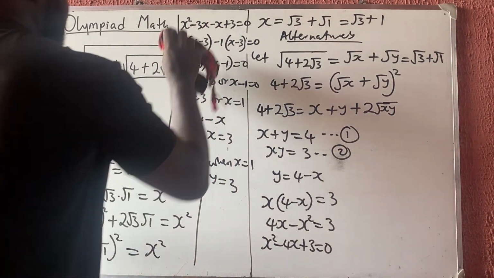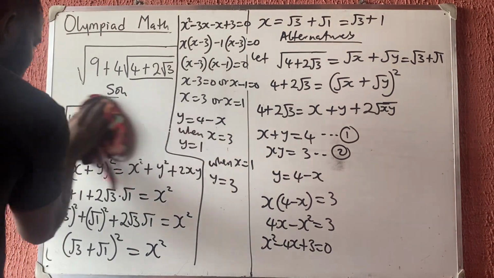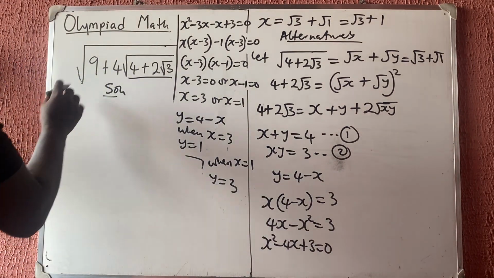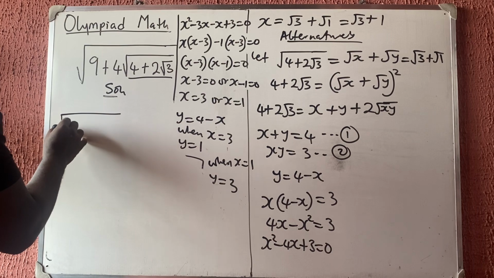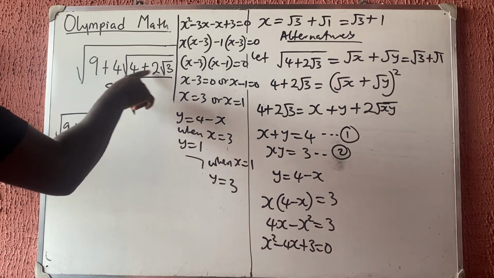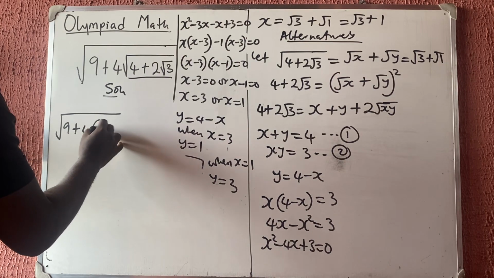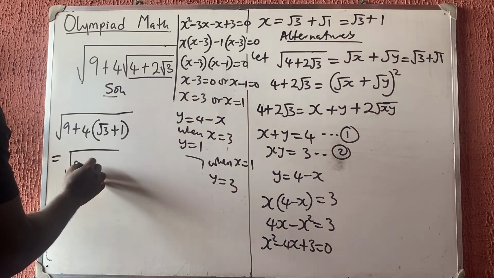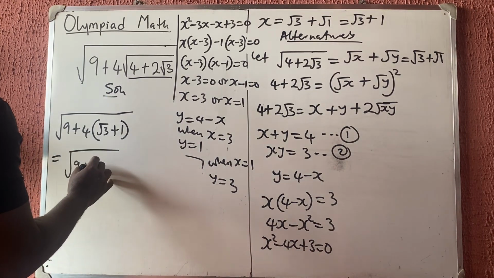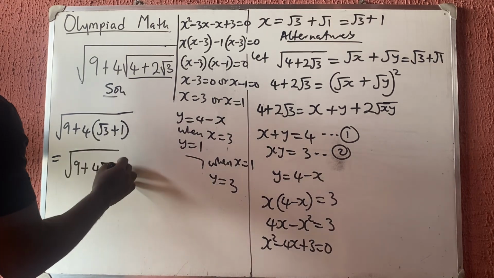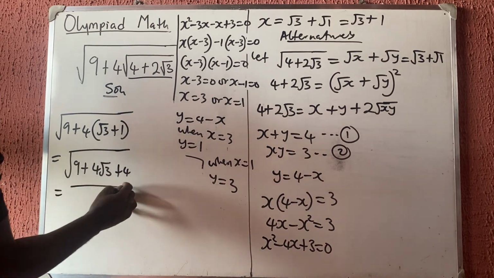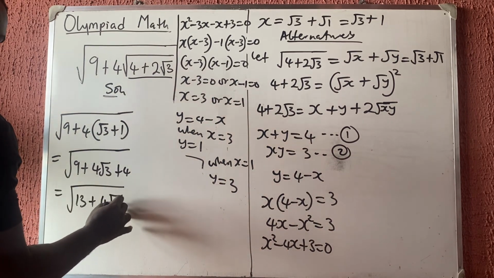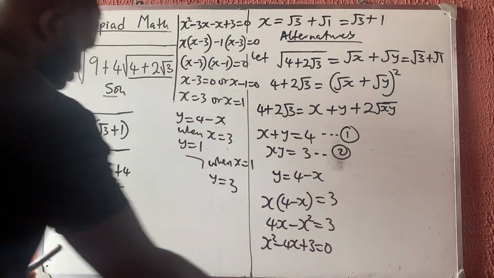Okay, so since you have gotten that, permit me to clean this place, and then we continue. So cleaning here, I'm going to have that this is now the square root of 9 plus 4 in bracket of, don't forget that we got this one to be root 3 plus 1. So this is now the square root of 9 plus 4 root 3 plus 4. So this is now the square root of 13 plus 4 root 3.